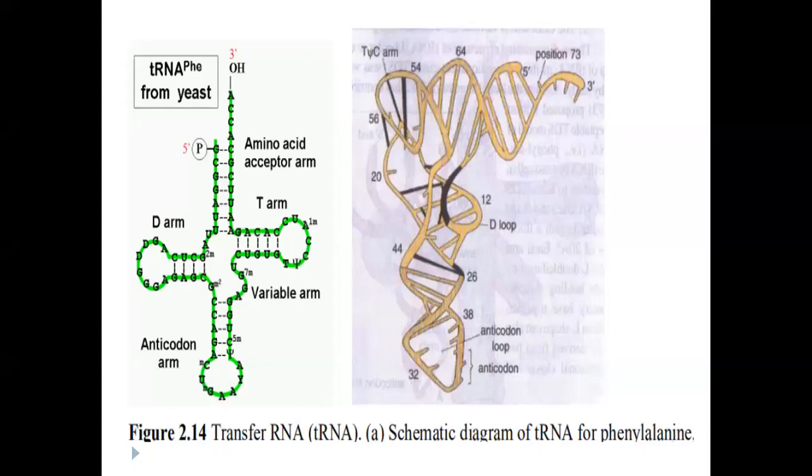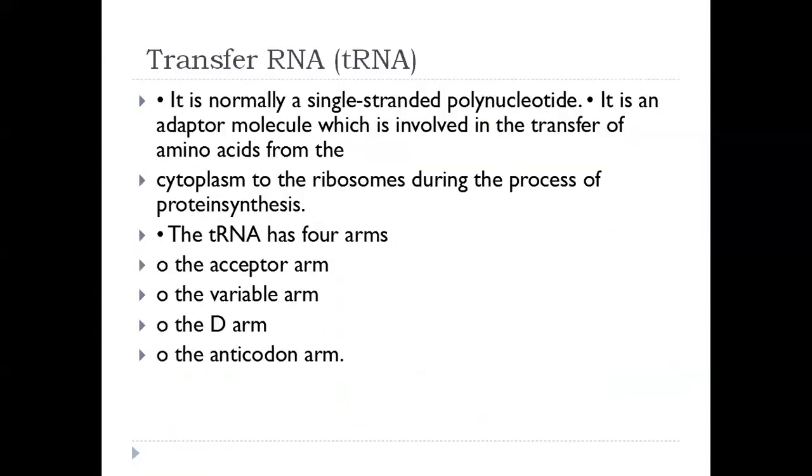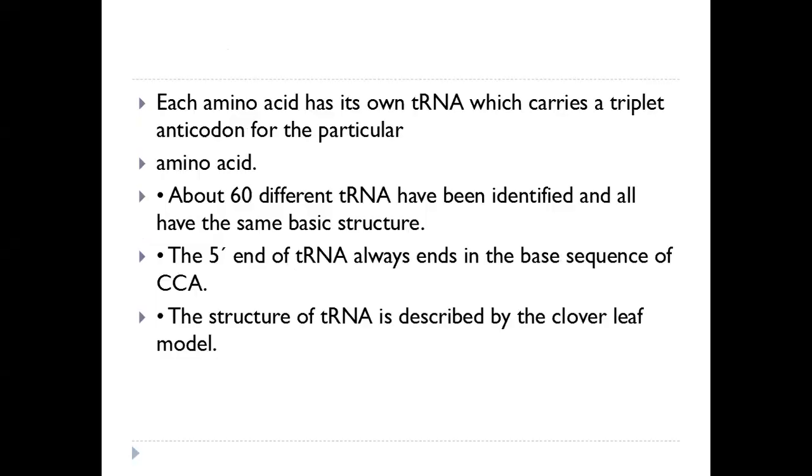I have a question concerning this lecture. On the part for arms, I'm a bit confused because you are saying it has 4 arms, but when we count there is the acceptor arm, T arm, D arm, anticodon arm, and the variable arm, and they're 5. If you look at our previous slide, there's the acceptor arm, the variable arm, the D arm, and the anticodon arm. These are the 4 arms that we are considering.